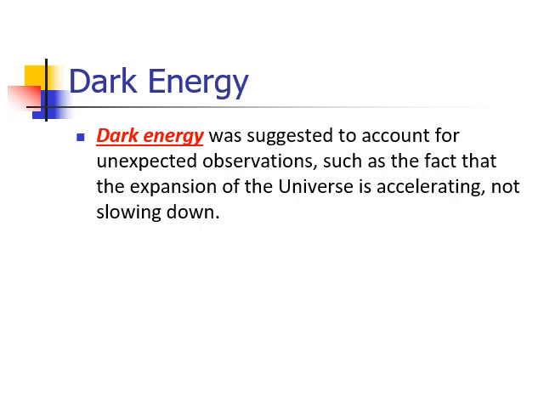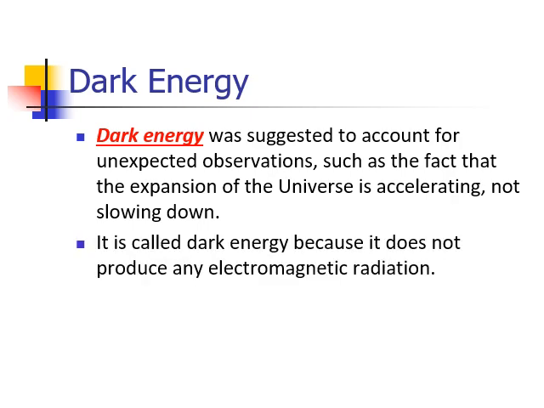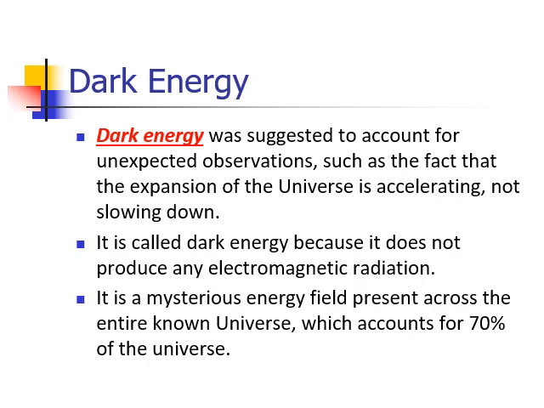So scientists put forward the idea of dark energy to account for these unexpected observations. It's called dark energy because there is no emission of electromagnetic radiation from there, so we literally cannot see it. It's said to be a mysterious field of energy which makes up 70% of the universe.